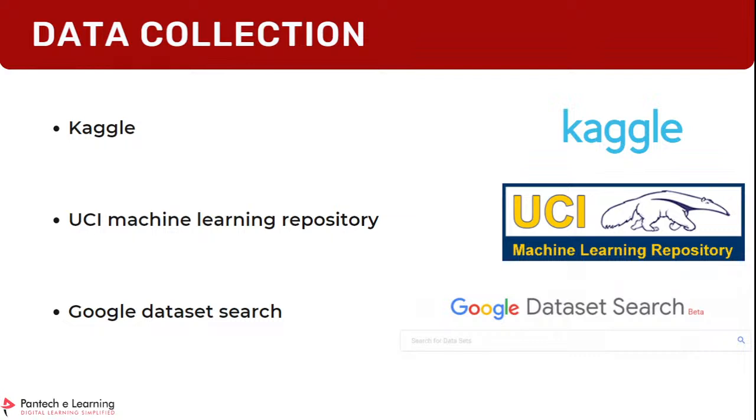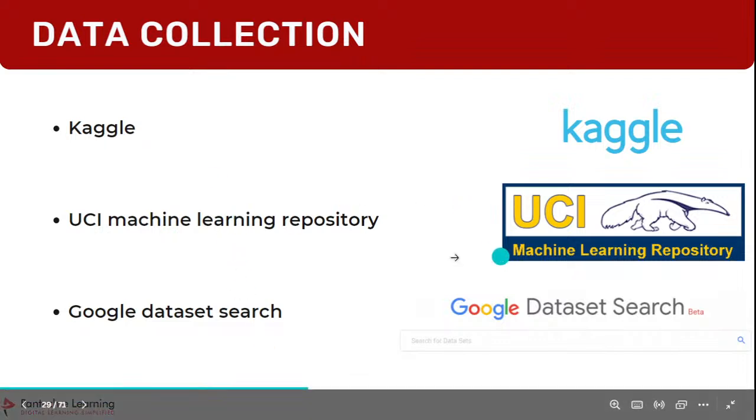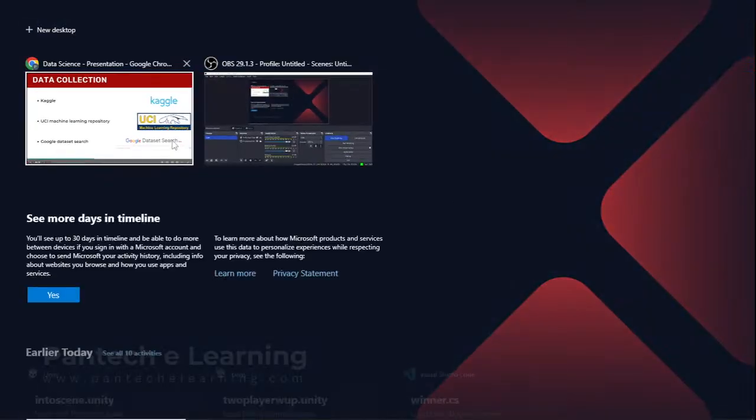If you are a student who wants to learn data science, then you can use open source data collection places like Kaggle, UCI machine learning repository and Google dataset search. These are some of the places where you can search for datasets. For example, I have something known as Kaggle.